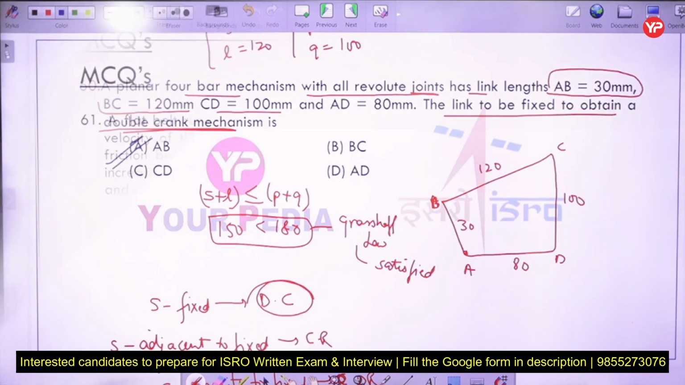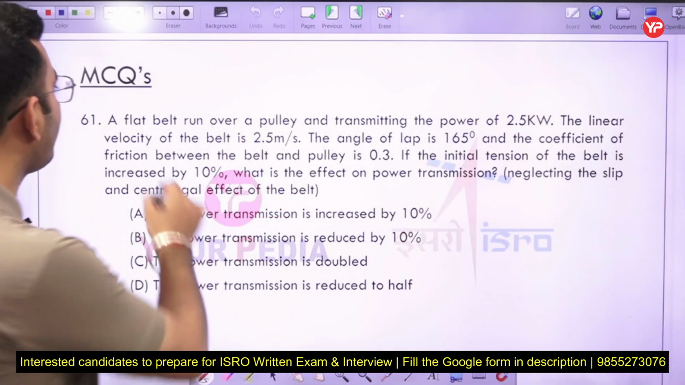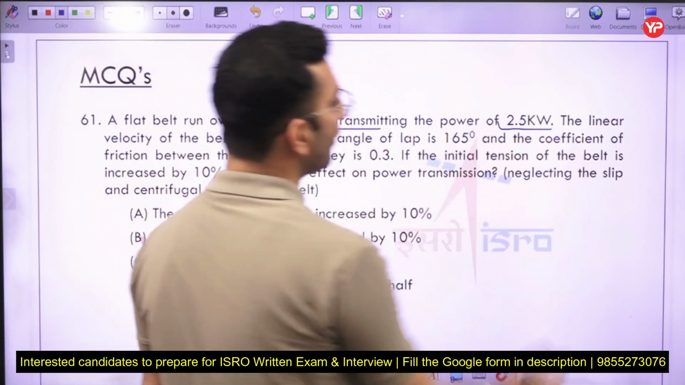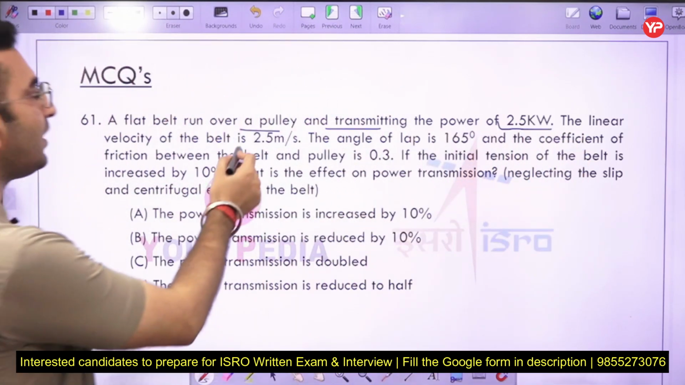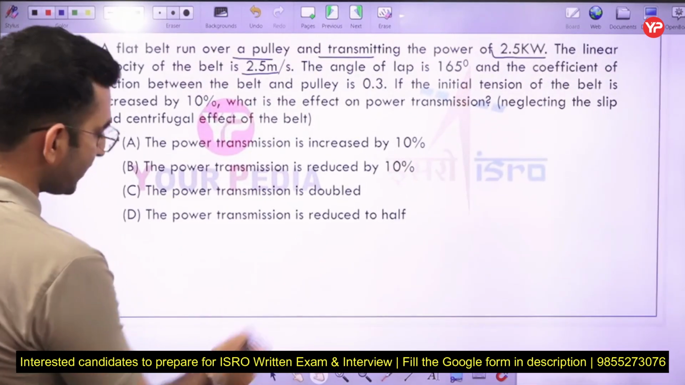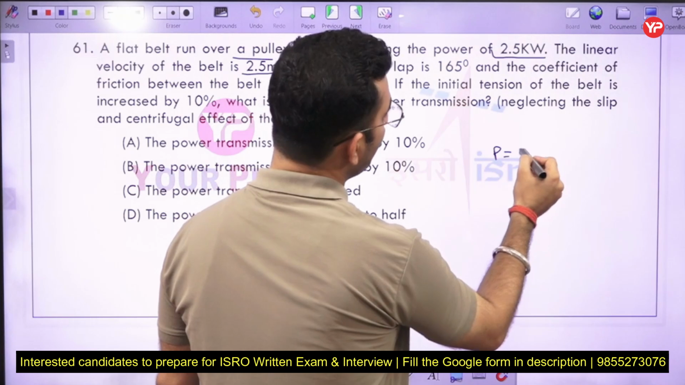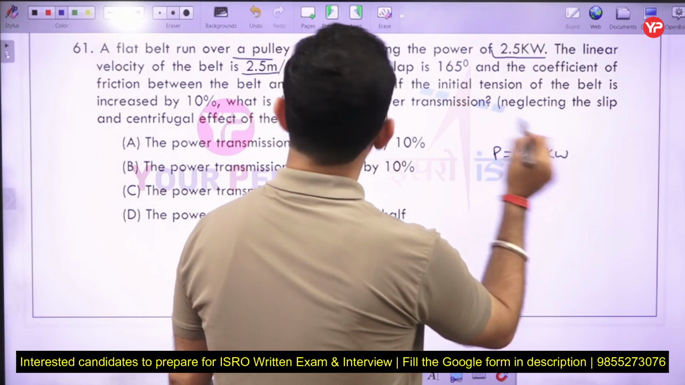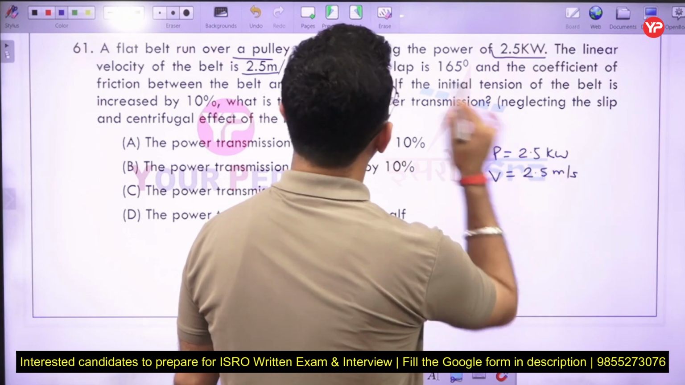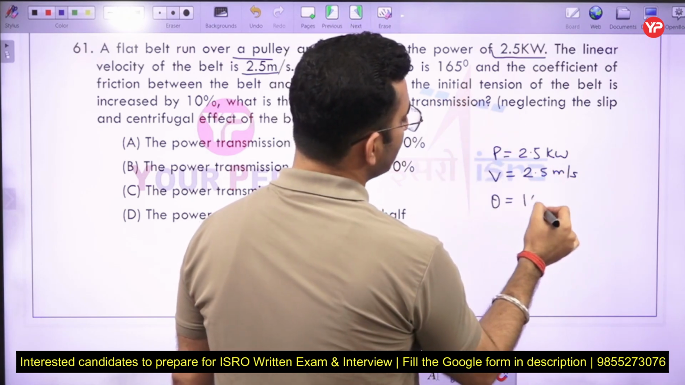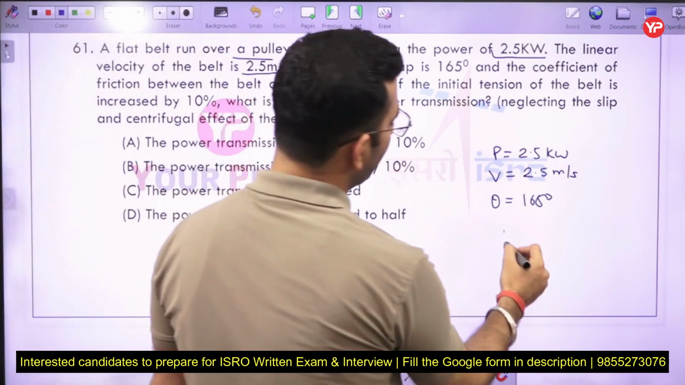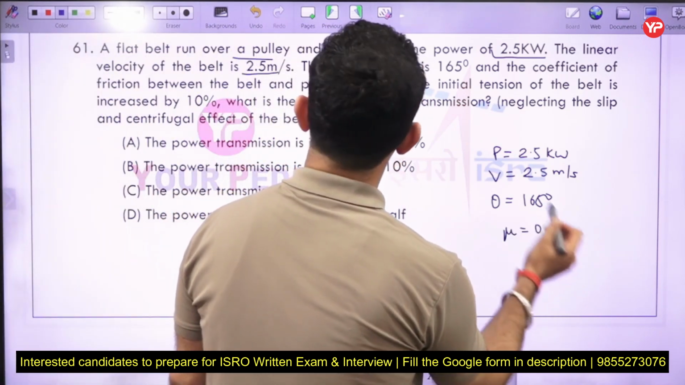Okay, now the next question: a flat belt runs over a pulley and transmits a power of 2.5 kilowatt. The linear velocity of the belt is 2.5 meter per second. Let me write the conditions for you. The power is given as 2.5 kilowatt, the velocity of the belt is 2.5 meter per second, and the angle of lap is 165 degrees. The coefficient of friction between the belt and the pulley is 0.3.